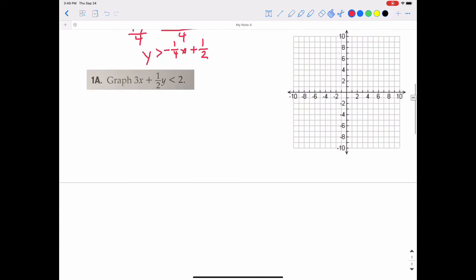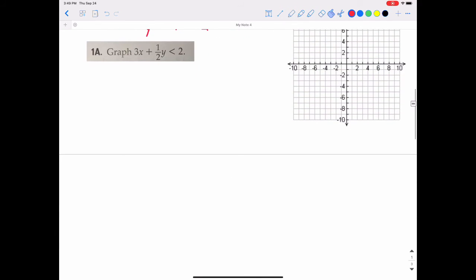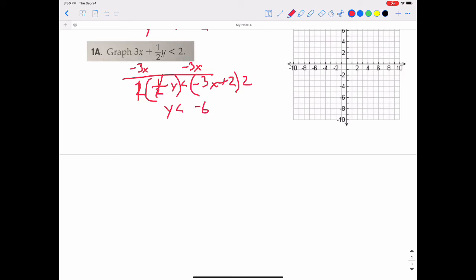One more example. Same directions, graph 3x plus a half y is less than 2. So I'm going to solve that for y. I'm going to subtract 3x from both sides. That gives me 1/2 y is less than negative 3x plus 2. And remember, instead of dividing by a half, I prefer to think of it as multiplying by 2. So multiply both sides by 2. That cancels that out, giving you y is less than negative 6x plus 4. I'm distributing the 2 into the negative 3x and the 2 into the other 2.